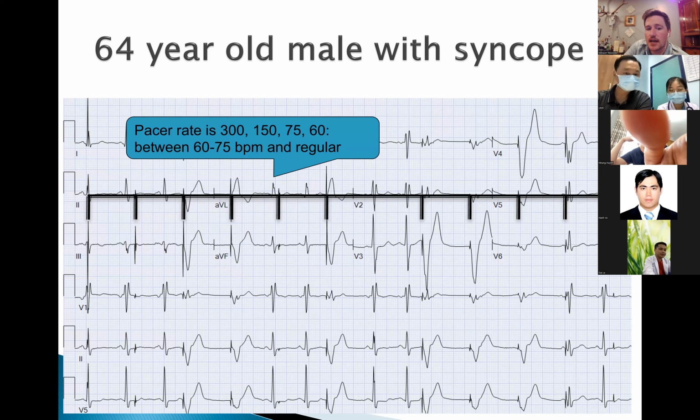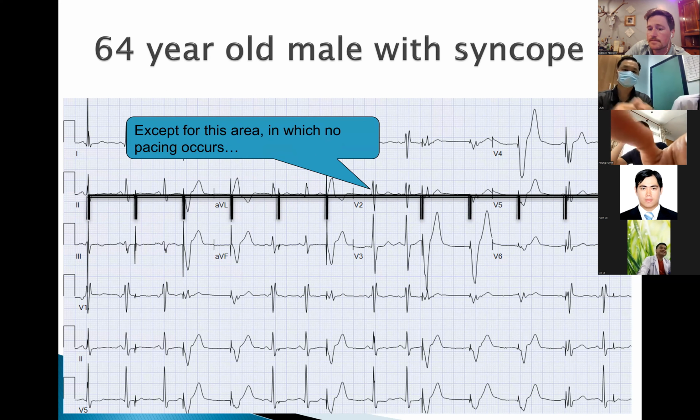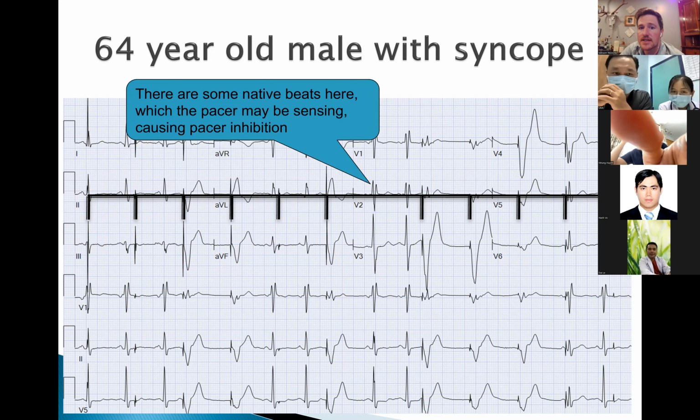Your pacer rate, we're seeing it to be about 60 to 75 beats per minute and regular. Except this area, where no pacing occurs. That looks like it's because there are native beats. So what's probably happening is that a couple of native beats here are inhibiting the pacer.